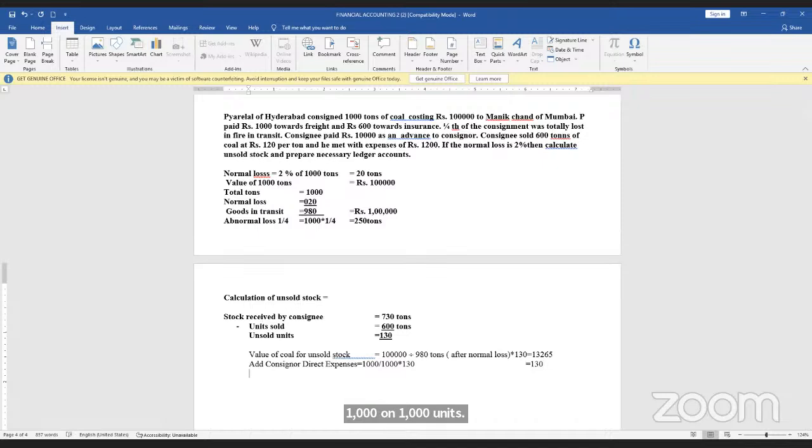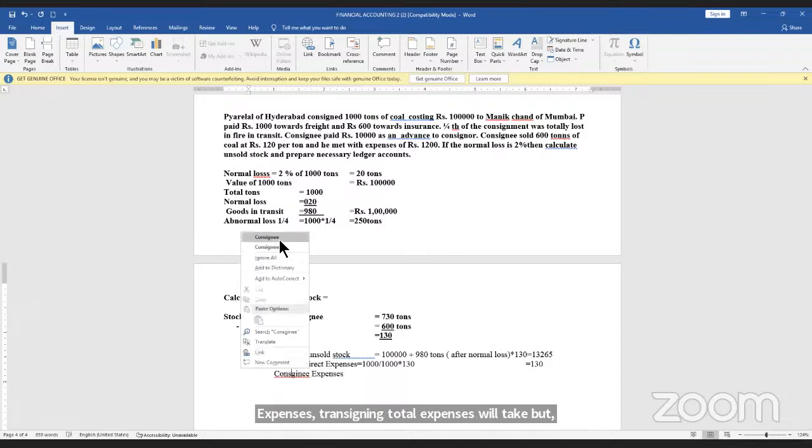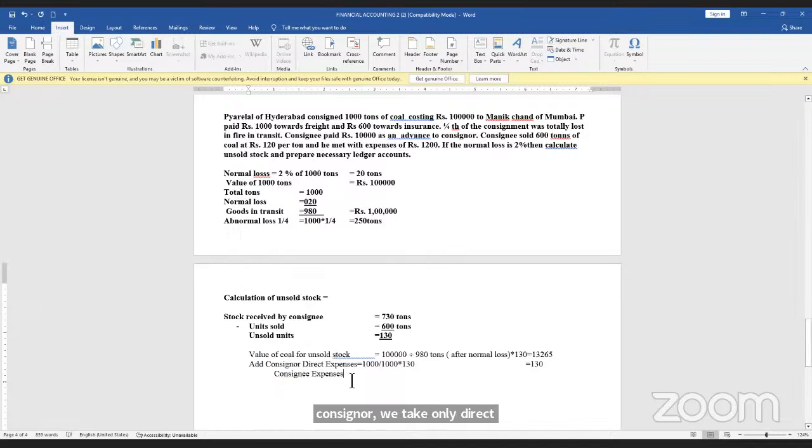Okay, and the next, consignee expenses. Consignee total expenses we will take. For the consignor, we take only direct expenses. For the consignee, we take total expenses. So consignee total expenses, how much?